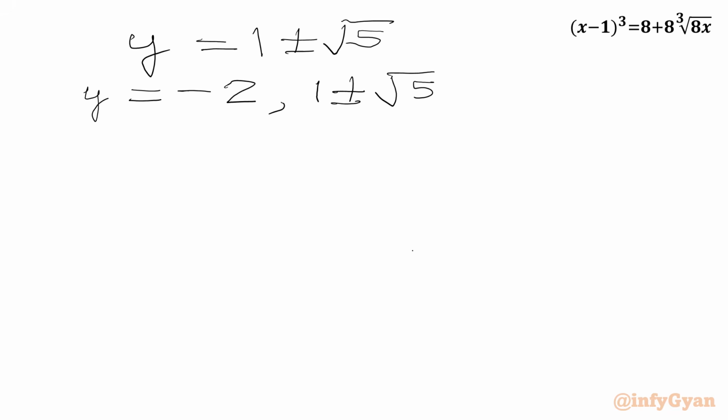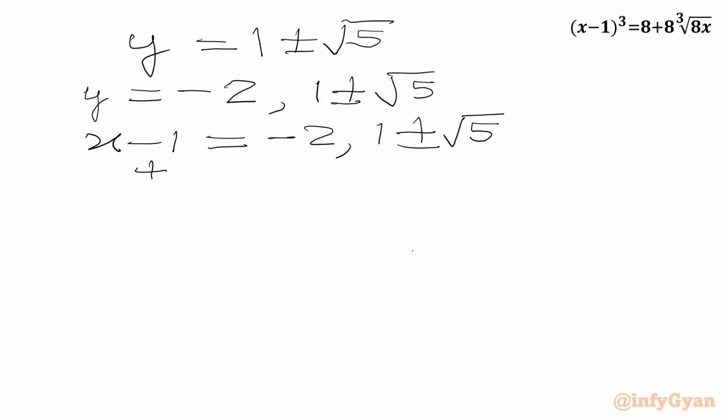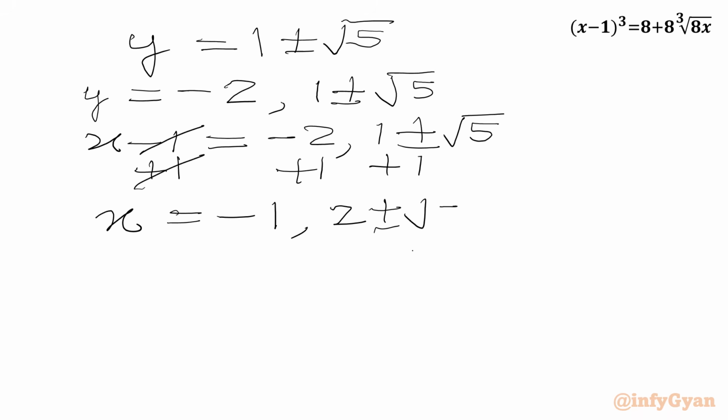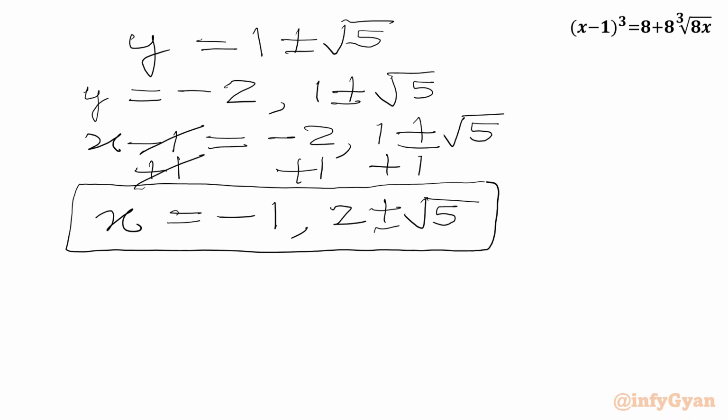Now y was our substitution x minus 1. So we'll write here x minus 1 equal to minus 2, 1 plus minus square root of 5. Now we'll be adding 1 to both sides. To get final answers, I will write plus 1. I will write plus 1 over here also. So plus 1 and minus 1 will get cancelled out. We will write x equal to minus 2 plus 1 is minus 1. 1 plus minus root 5 plus 1 will be 2 plus minus square root 5. So we have 3 real values of x which will satisfy our equation.